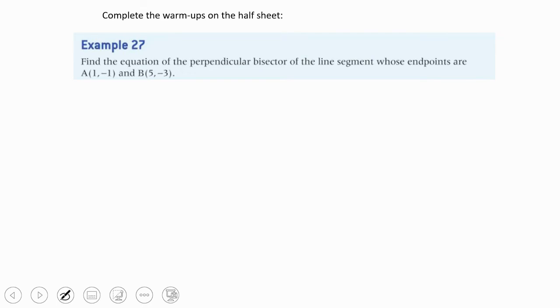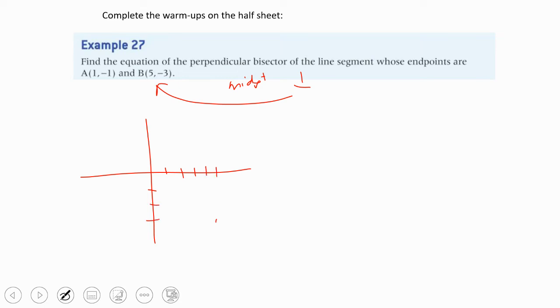So perpendicular bisectors, they go through the midpoint and they're perpendicular to the original line. So when you make a quick sketch of this, we're talking about these 2 points.